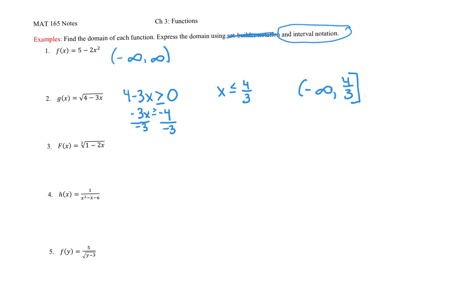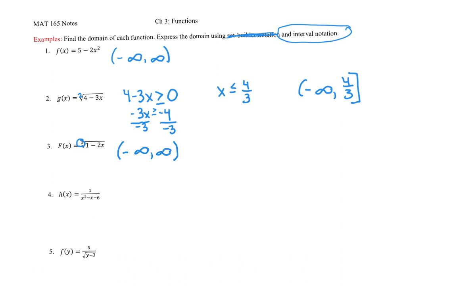Number 3 looks a little bit similar, but notice in this case our index is a 3, whereas in number 2 our index was a 2. But in number 3 we have a cubed root. In this particular case, where our index is an odd number, we are allowed to have negative numbers or positive numbers or 0 underneath our radical sign. So in this case, there is no restriction on our domain. Our domain is all real numbers, and in interval notation, we'd write negative infinity to infinity.